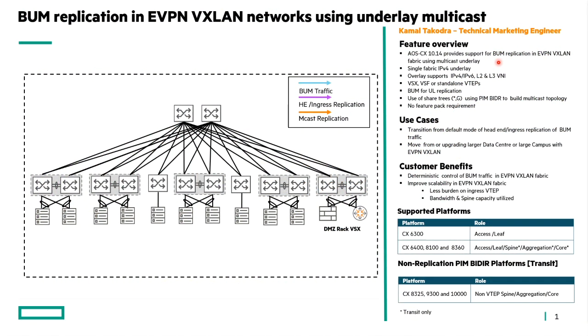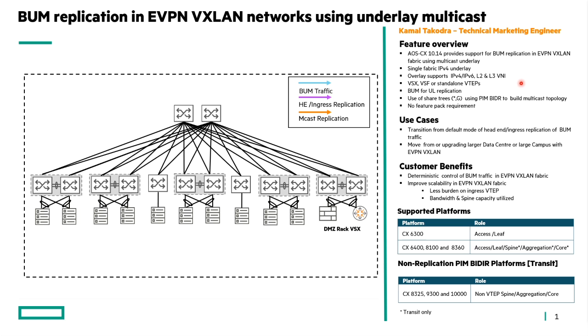AOS-CX 10.14 release introduces BUM replication using PIM bidirectional for underlay multicast, for a single EVPN-VXLAN fabric with IPv4 underlay. Overlay can use IPv4 and IPv6 and L2 and L3 VNIs, and the BUM traffic is confined to the L2 VNIs here.